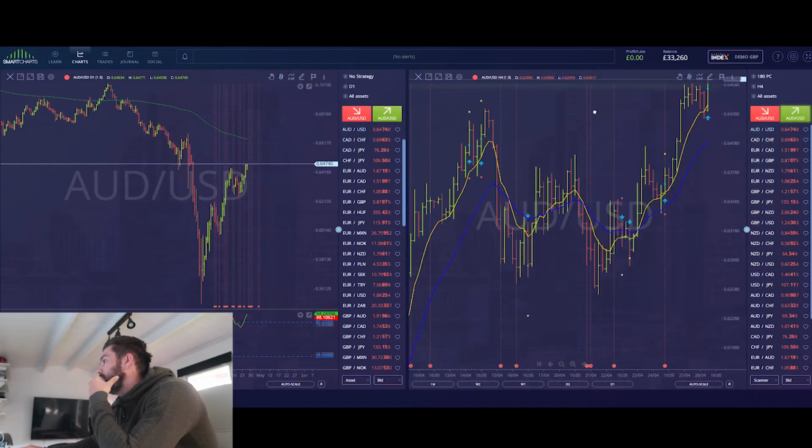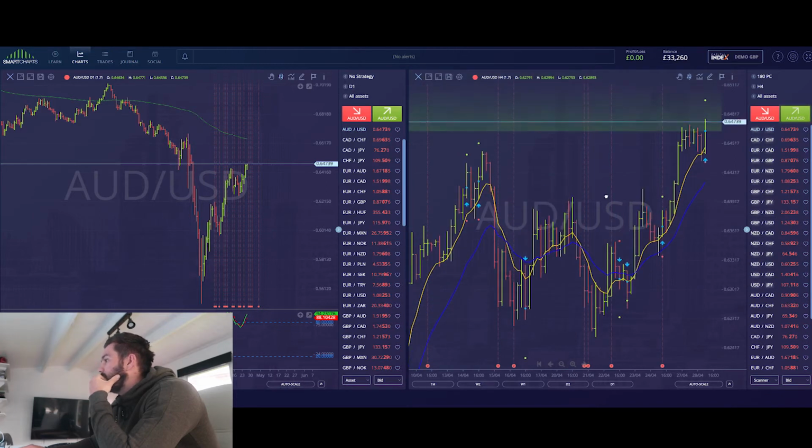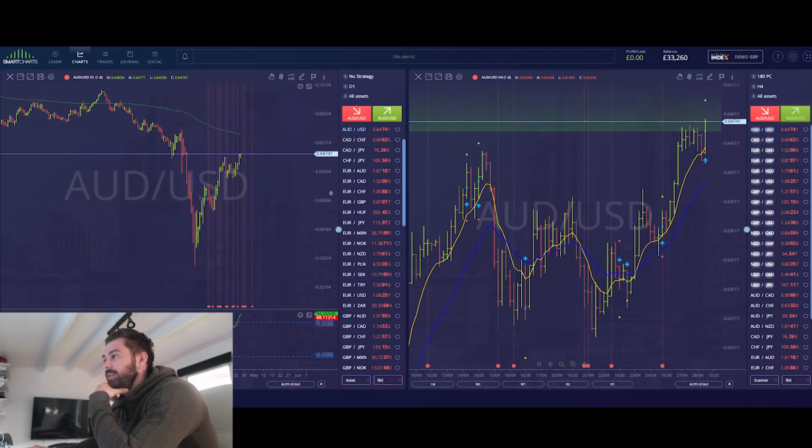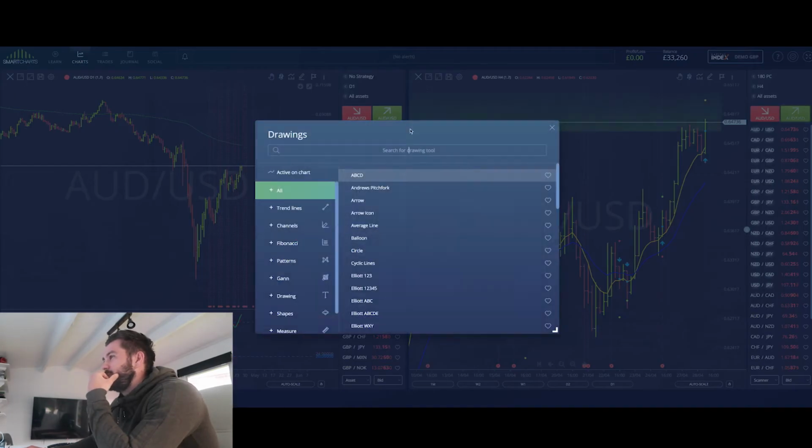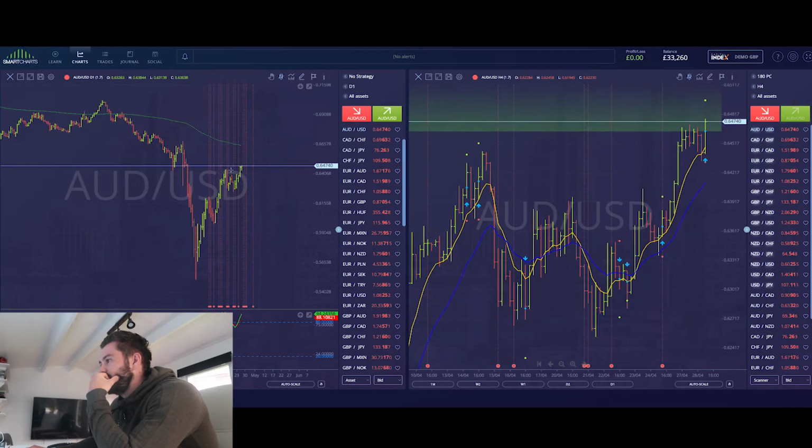Aussie USD. As you can see here, the Australian dollar has been really strong lately, but I'm not confident of where it's going. It's broken up, it's come close, come down, it's just broken a resistance line. So let's just draw that on. It's just broken here.